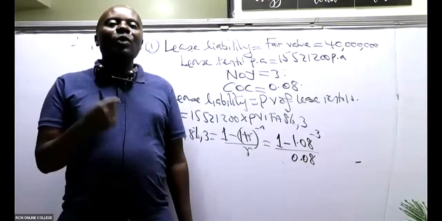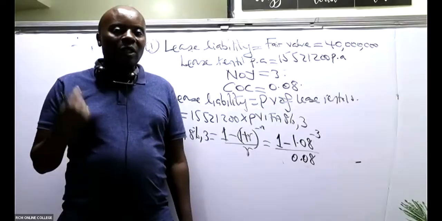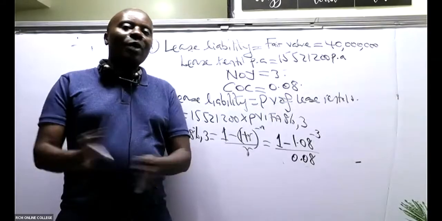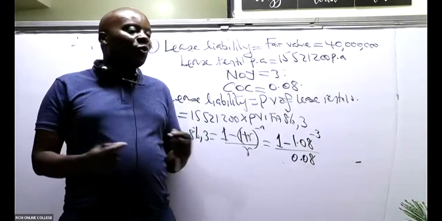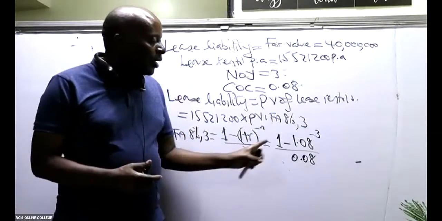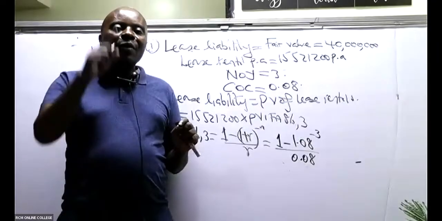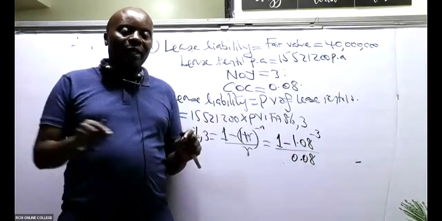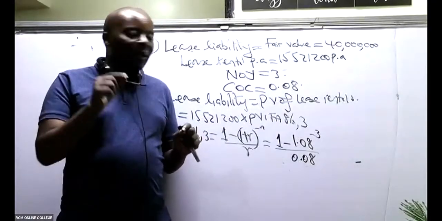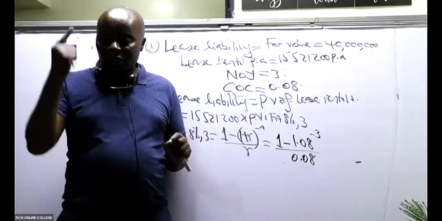Now, why do most students lose track very fast whenever they are being taught? Most students don't like using their calculators, so they tend to veer off very fast. If I were you, I would take my calculator, then punch in 1 minus 1.08. There's a raising function, so you say raised to negative 3.